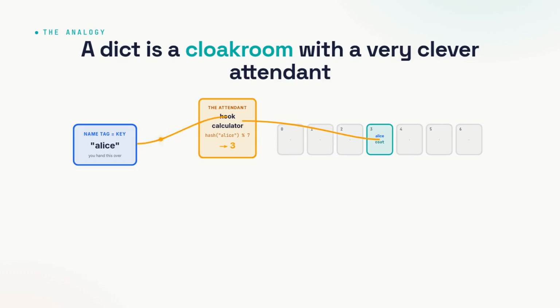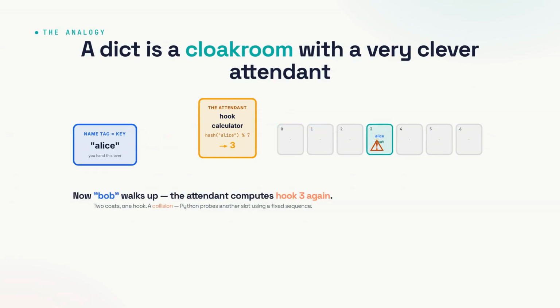Now Bob walks up. The attendant runs the same hook calculator on Bob, and it spits out hook 3 again. 2 coats, 1 hook. That's called a collision, and Python handles it by probing another slot using a fixed sequence, not simply the next one along. So here's the rename. This is a hash table. The name tag is your key, the hook is a slot, the hook calculator is the hash function, and the coat is your value. In Python, the whole thing is called a dict.